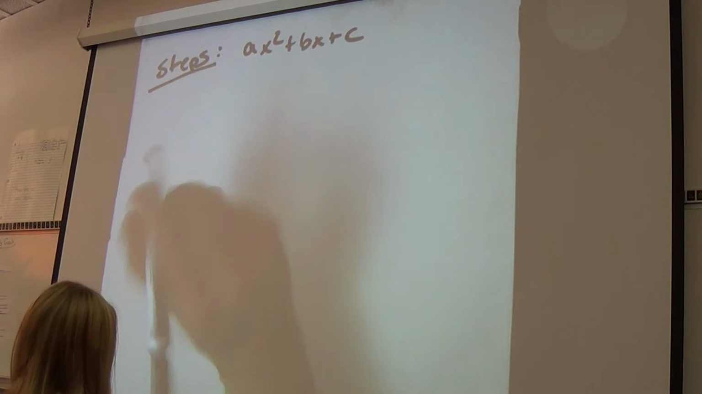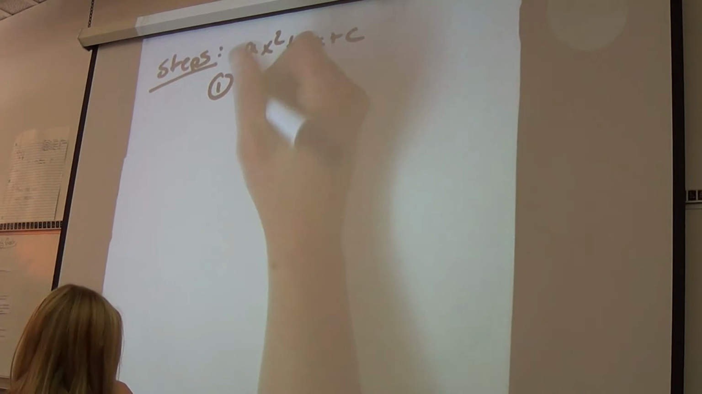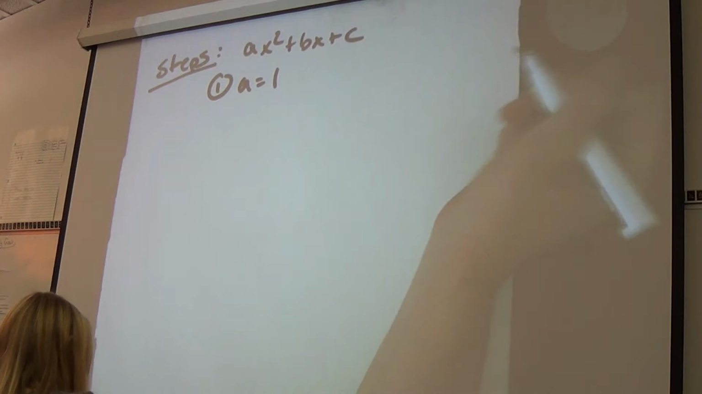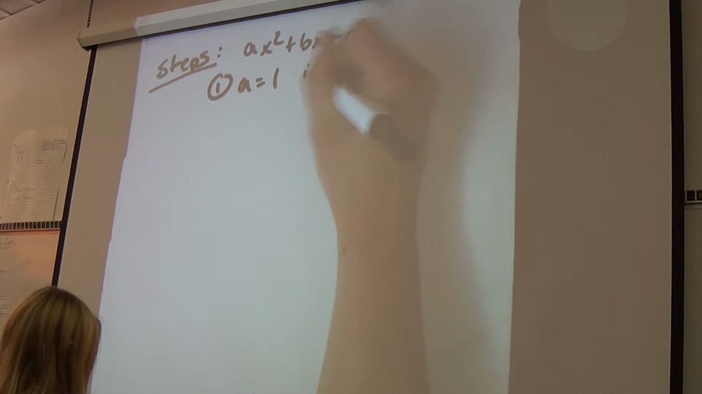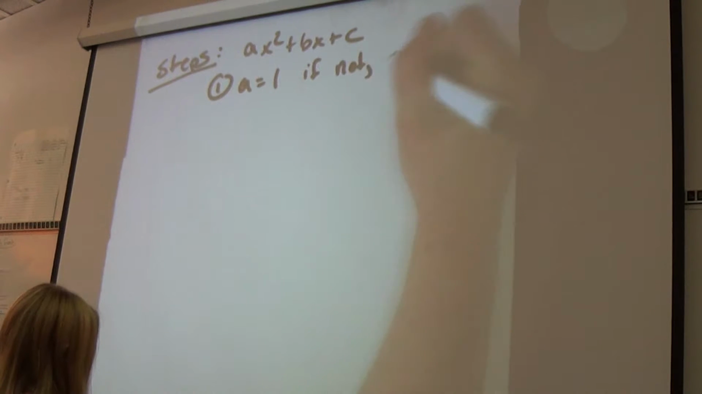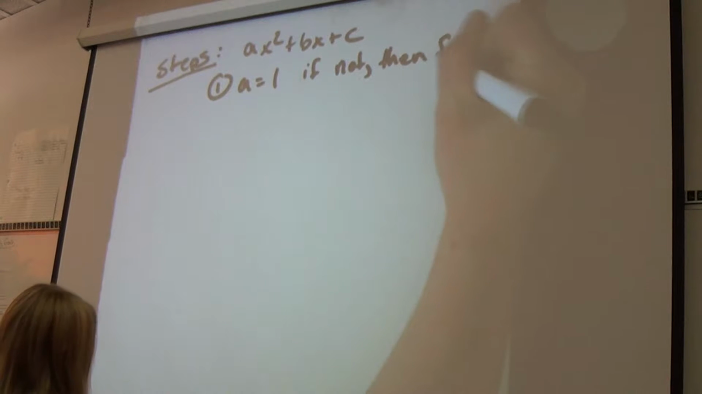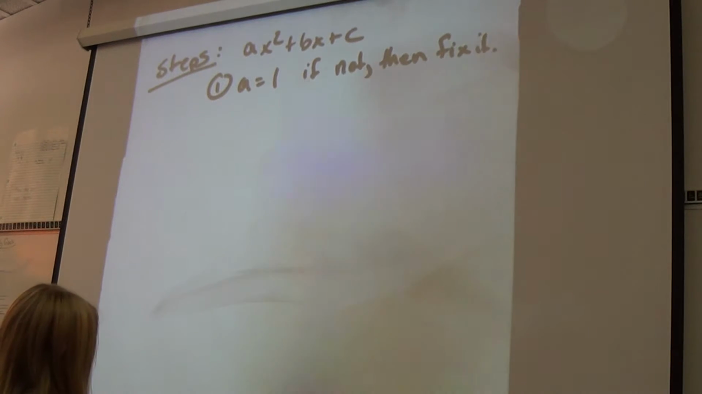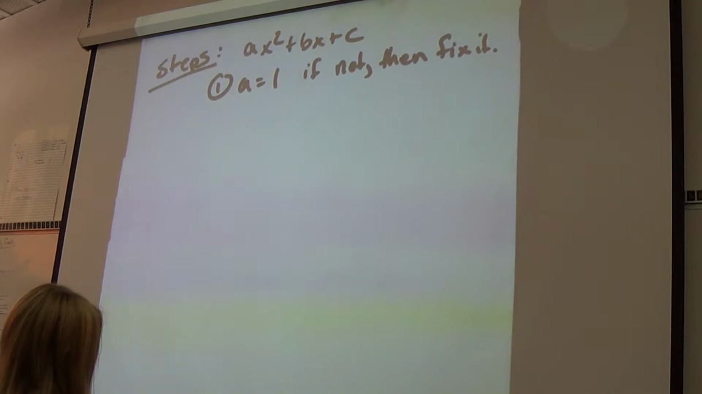So our steps for this, our first step is that a has to be equal to 1. If it's not, then you have to fix it. In other words, you would have to divide everything by a in order to make a equal 1.